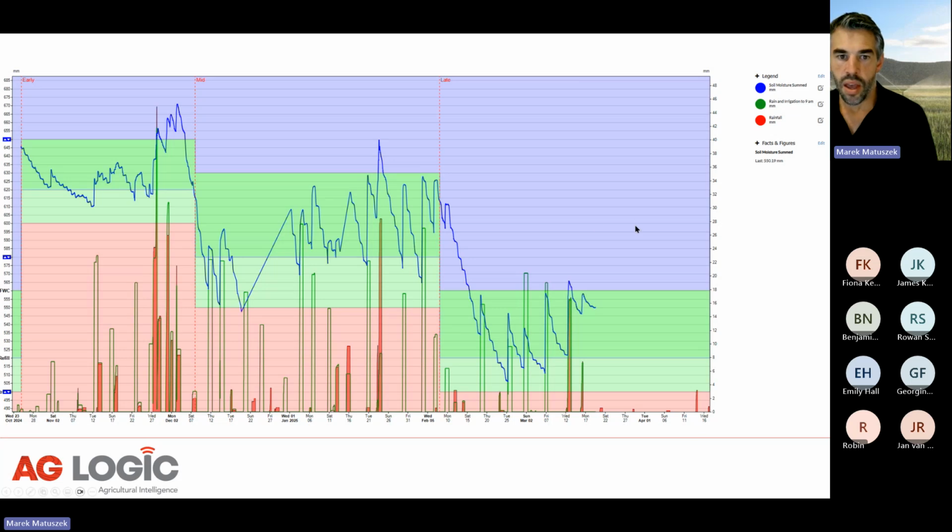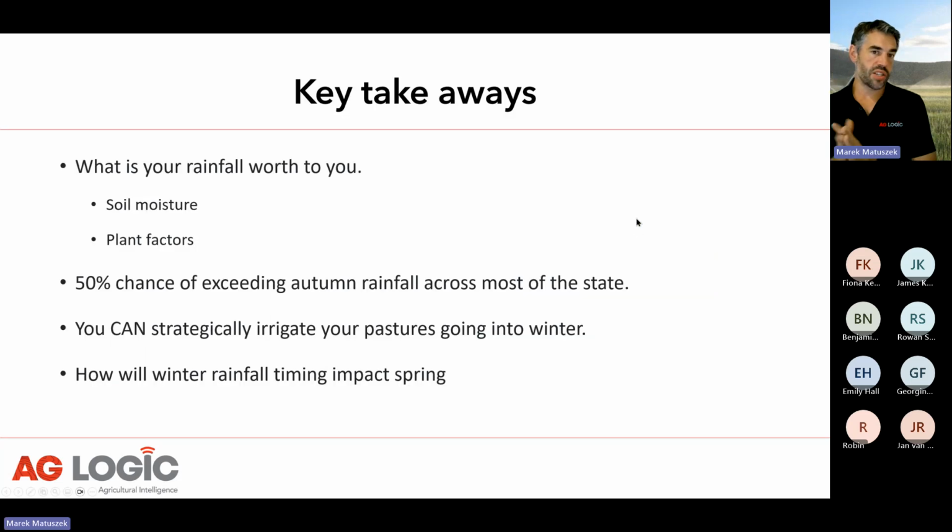So the key takeaways essentially from today's webinar is, what's your rainfall worth to you? Really start to get your head around that. Don't just look at the numbers, look at the impact it's had, and look at what is relevant to soil moisture and plant factors to your part of the farm. And don't just look at one part of the farm, look at the different variability around your farm and how that changes. Use that to reference what you already know.